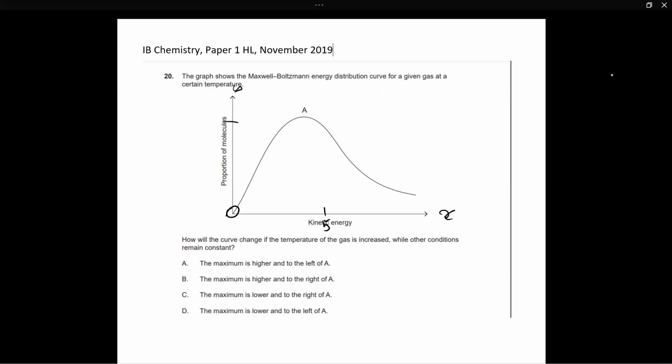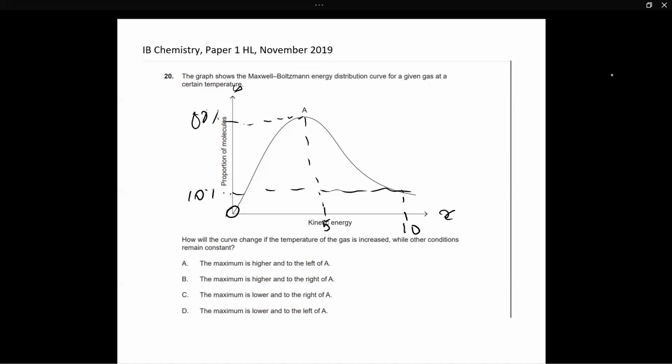And the proportion of molecules at this spot, let's say it's 80%. So if we draw this to this peak point of A, we can say that 80%, I'm going to take proportion as in percentage, so 80% of the molecules have a kinetic energy of 5. And if supposing I keep this as 10, and I see that this goes lower, we can see that only 10% of the molecules have a kinetic energy of 10.